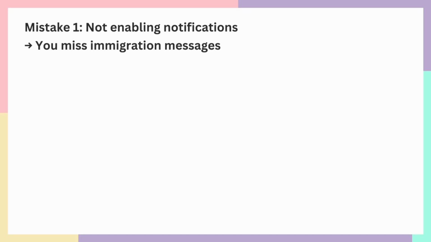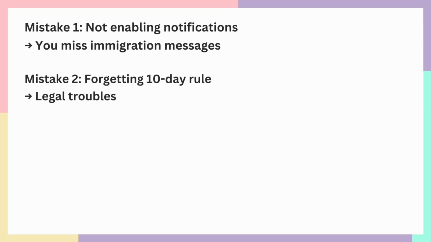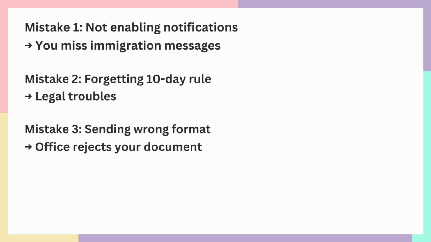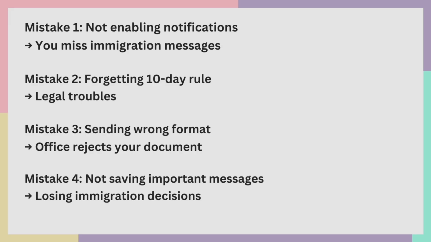Some common mistakes that people make are not enabling notifications. This is how you miss immigration messages. Forgetting the 10-day rule, which can cause legal troubles. Sending the wrong format. The office will reject your document. And not saving important messages. You might lose important decisions.